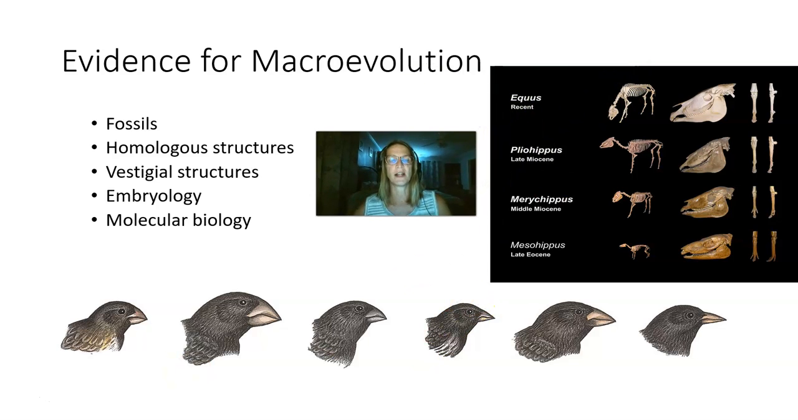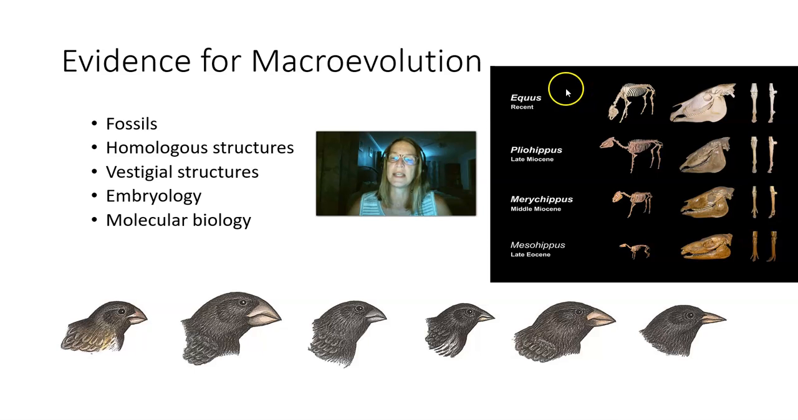So there's lots of different lines of evidence for macroevolution. We're going to be talking about 5 of them: fossils, homologous structures, vestigial structures, embryology, and molecular biology. We'll define each one and give some examples. This image down here is showing different species of Galapagos finches that all currently exist today. You can see that there's a lot of similarities, but also differences between them.